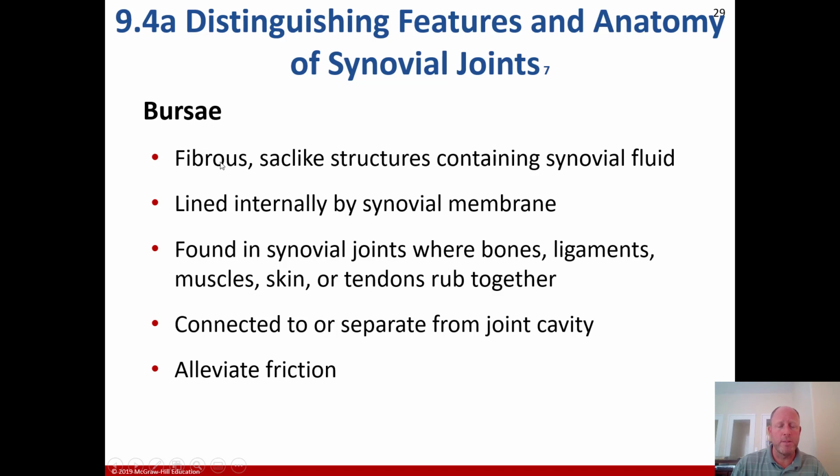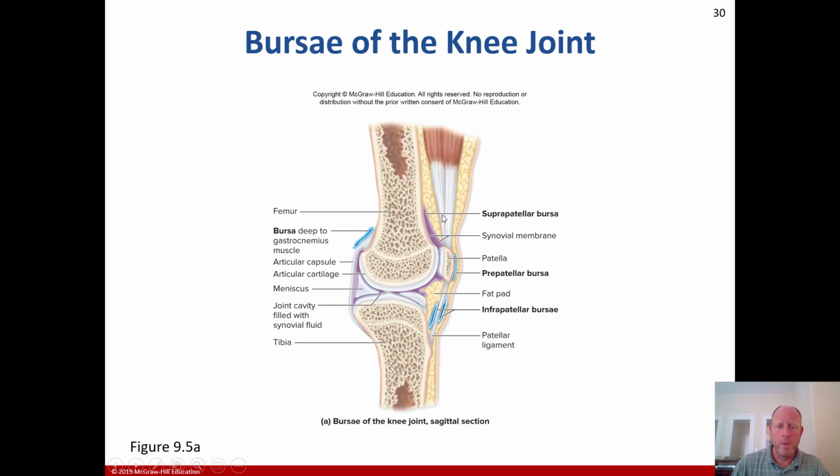Bursae, the bursa sacs. They're fibrous, sac-like structures that contain synovial fluid. They're lined internally by the synovial membrane. They're found in synovial joints where bones, ligaments, muscles, skin, or tendons rub together. They're connected to or separate from the joint cavity, and they alleviate friction. Now, oftentimes you'll hear about bursitis or someone breaking that bursa sac. Its job is to protect. It's supposed to go first, as opposed to the joint itself or the bones.